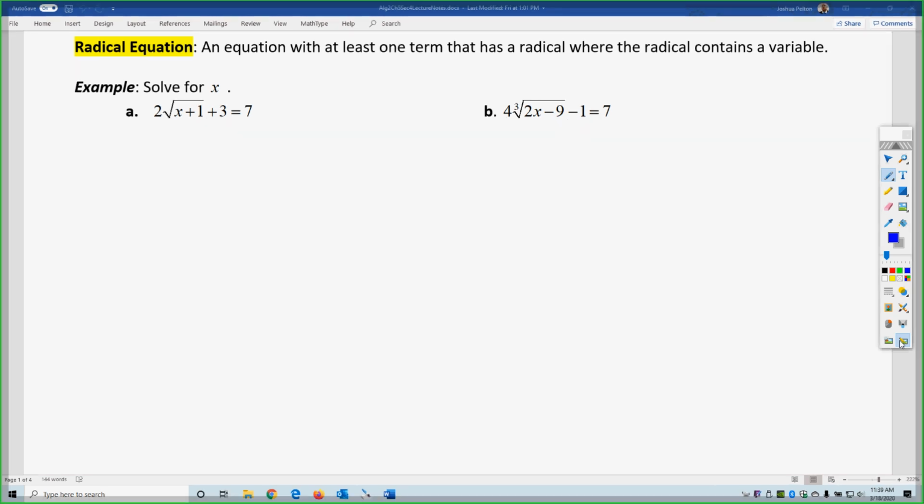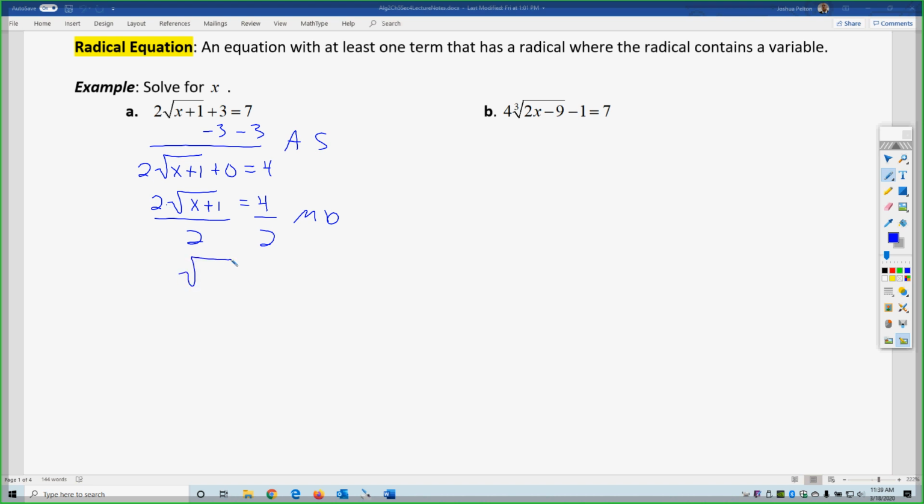Okay, so add subtract step. I'm going to minus 3 to both sides. So I get 2 root x plus 1 plus 0 equals 4. Multiply divide step. I will divide by 2, because that is a multiplier right there. So root x plus 1 equals 2.